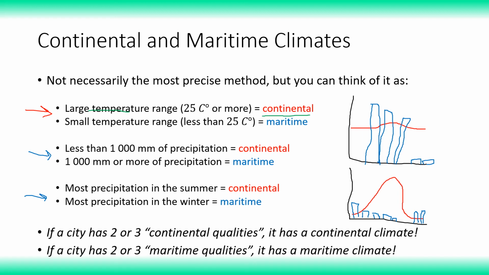But let's say it has a lot of precipitation, so more than 1,000 millimeters. That's a maritime quality. And let's say that most of that precipitation occurs in the winter, which is also a maritime quality. That's where this stuff down here comes into play, where if you've got some continental, some maritime qualities, basically whichever one it has more of, more continental or more maritime qualities, then that tells you whether that region has a continental climate or a maritime climate.